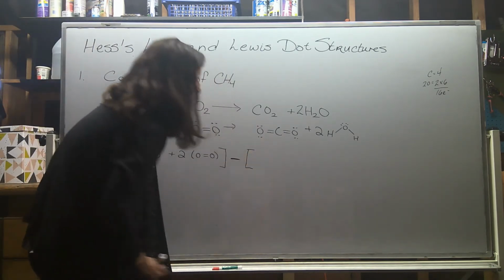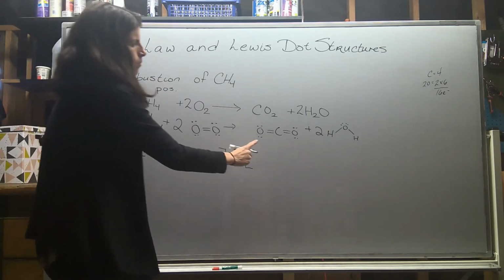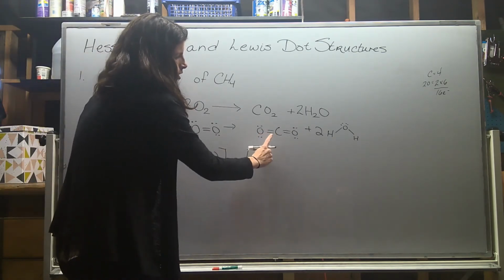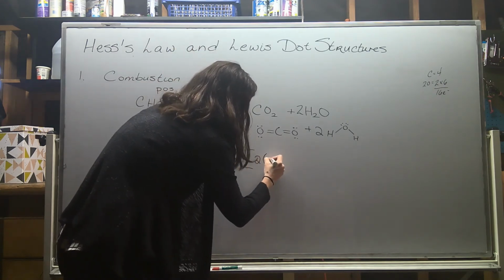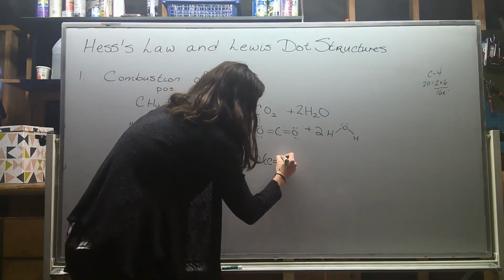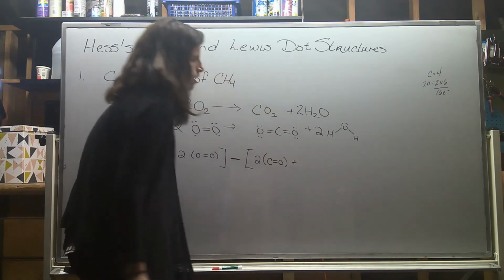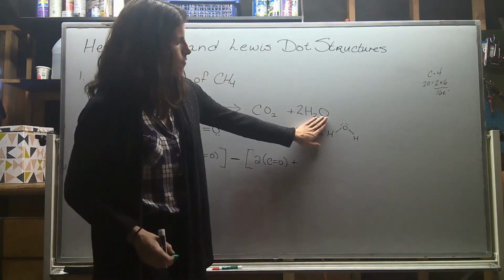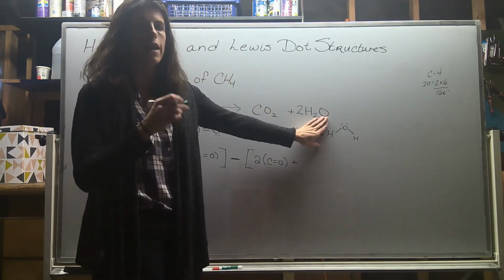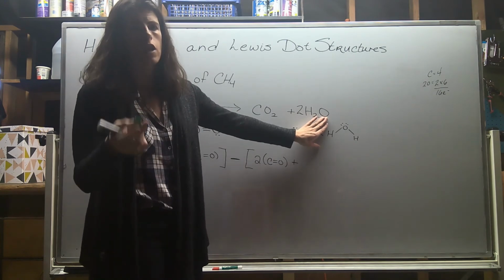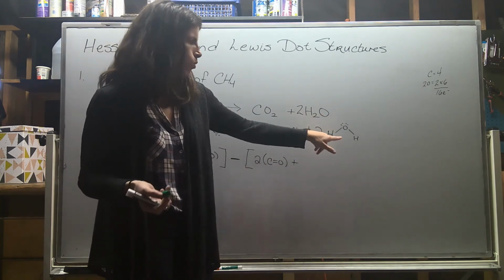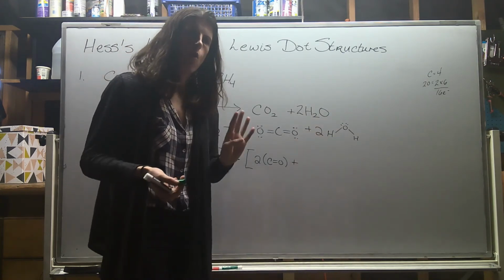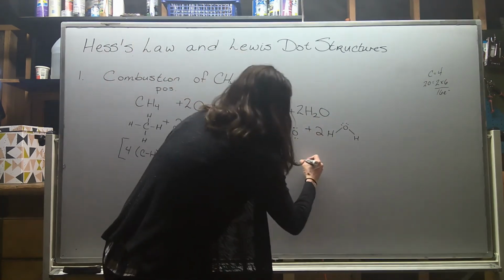So another big parentheses. On my carbon dioxide, I have a carbon-oxygen double bond, 2 of them. And then if I just had 1 water, I would have 2 oxygen-hydrogen single bonds. But because there's 2 waters, now I have 4 oxygen-hydrogen single bonds.